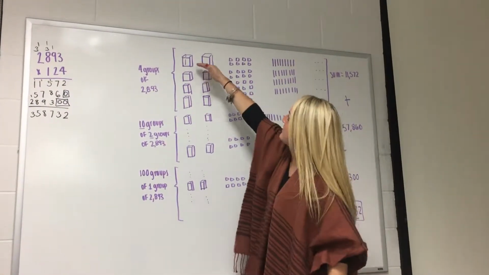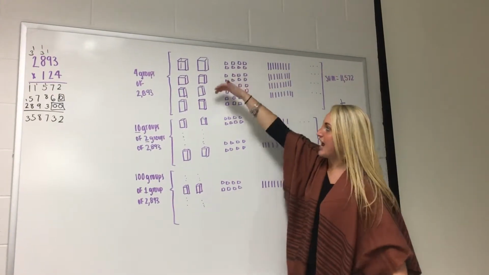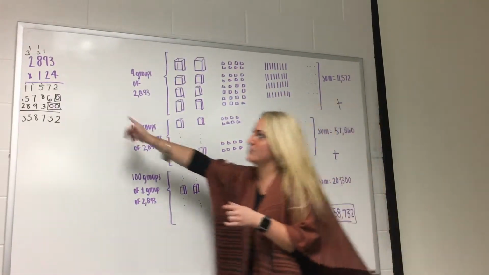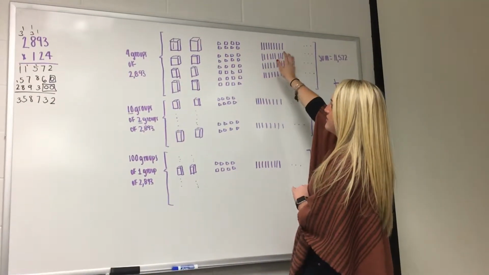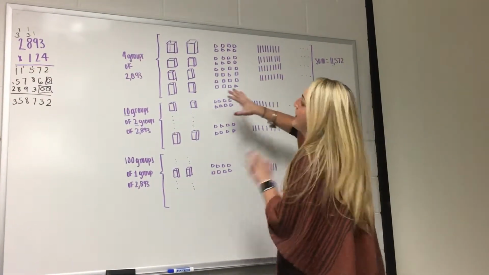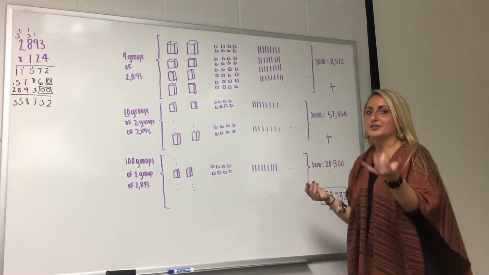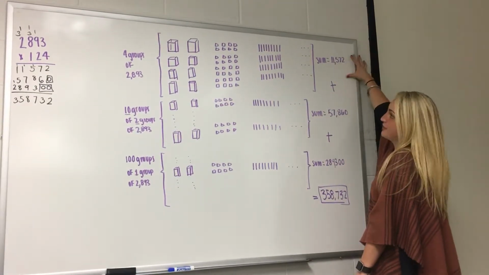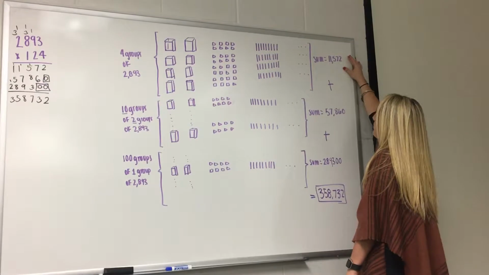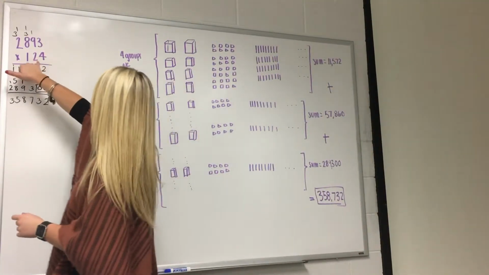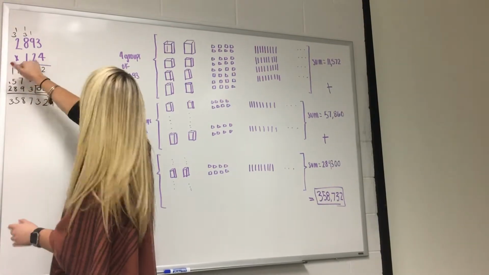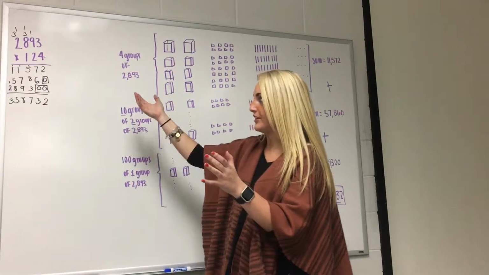So we draw that exact line 4 times to represent the 4 groups that we have in the ones place. So we do that, and then once we draw out all of the 4 groups that we have, we add them all up, because that's what you do for multiplication, and your sum becomes, for the first chunk, 11,572.